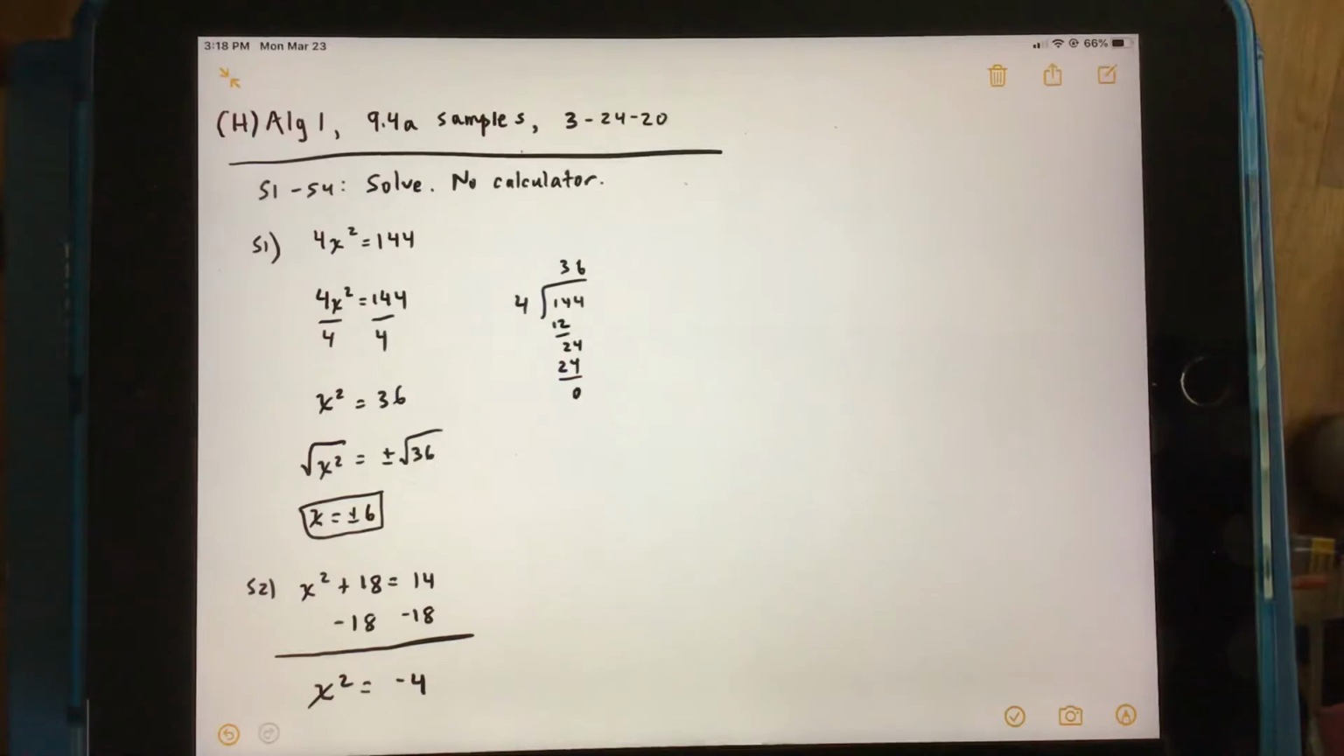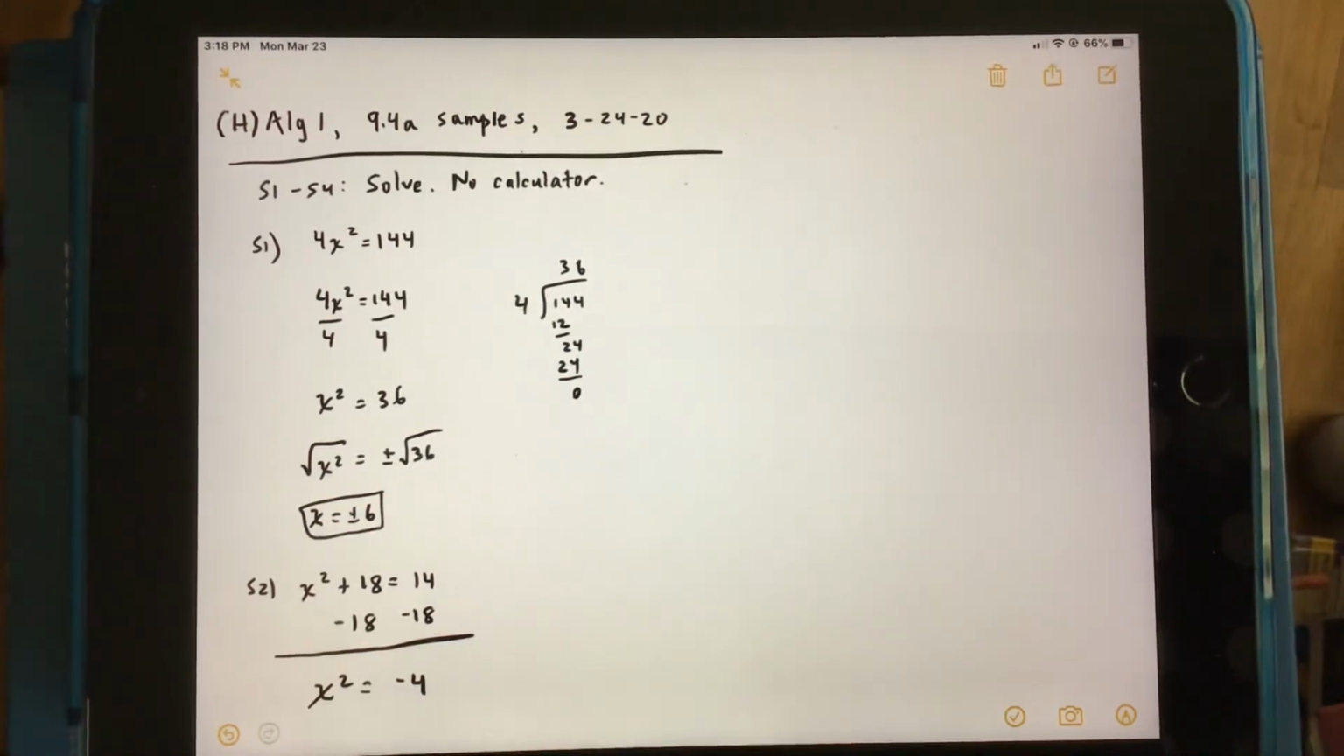We're going to go over our 9.4a samples. This will be for Tuesday, March 24th. Our first four problems we're going to solve with no calculator. Our last sample problem, 5, we will use a calculator, so let's leave our calculators off to the side for now.